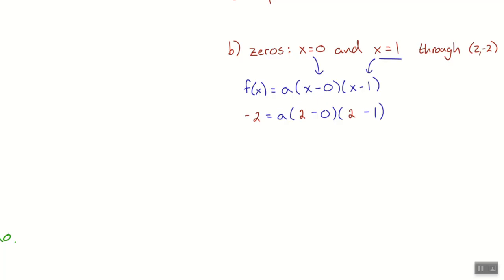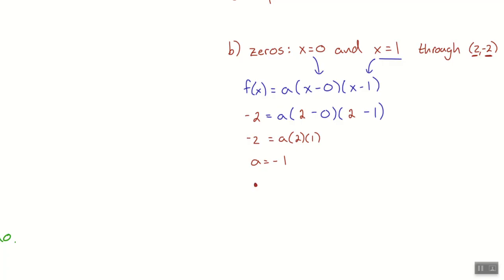Go ahead, Sonny. Okay, we're literally just using this point with x and f of x. All right, can I solve this for a? I'm just going to use one color. A times, what's 2 minus 0? And 2 minus 1? Everybody agree that's just 2a? Divide by 2, I think we get a is negative 1.